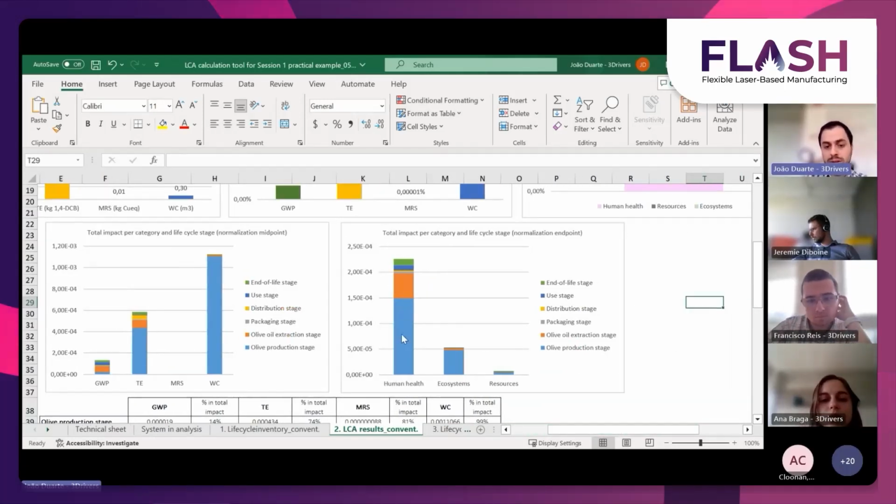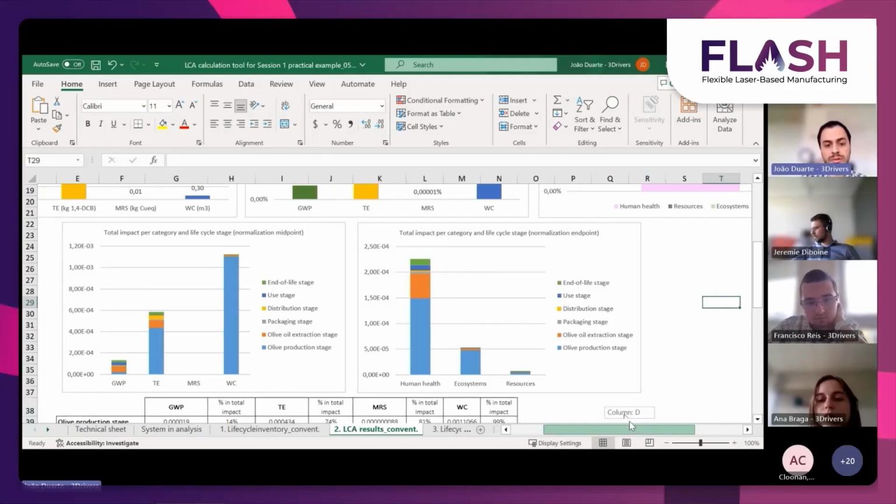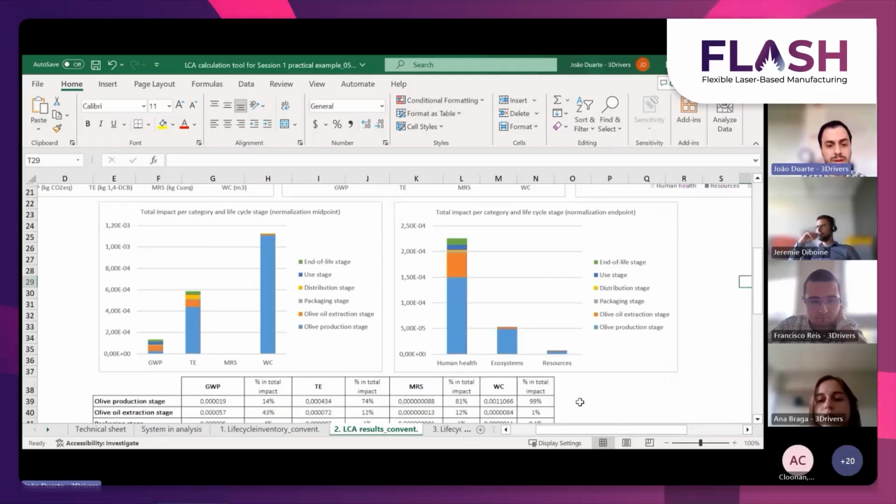And we can also see the same results expressed in endpoints, and here the olive production, so the first stage, is always the one with the most contribution.